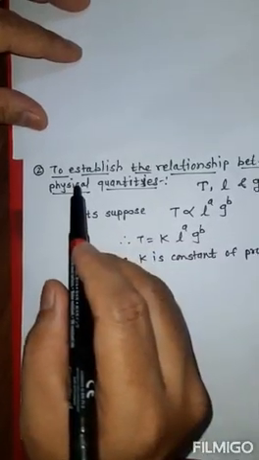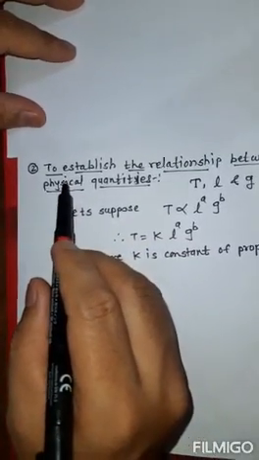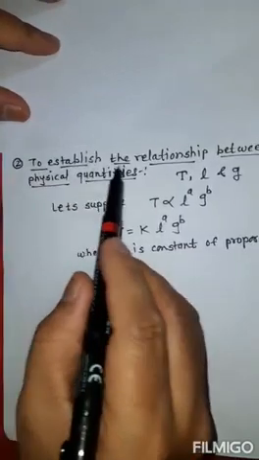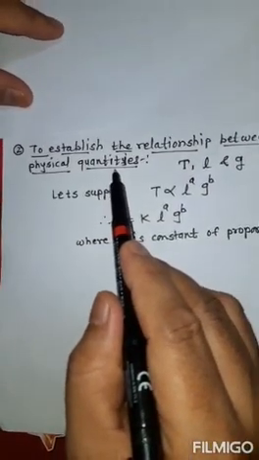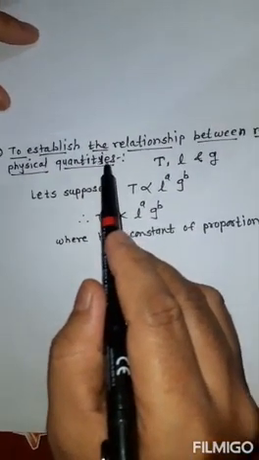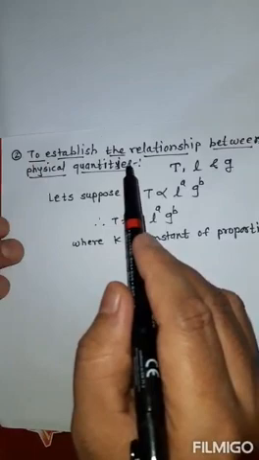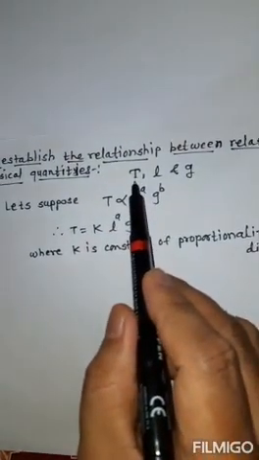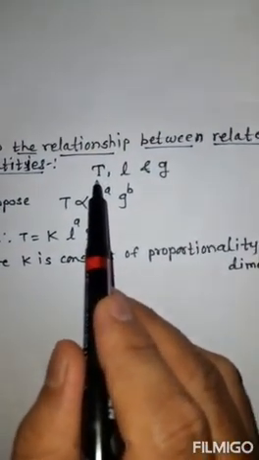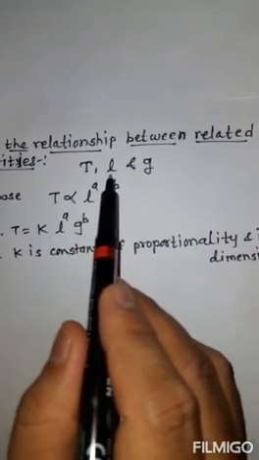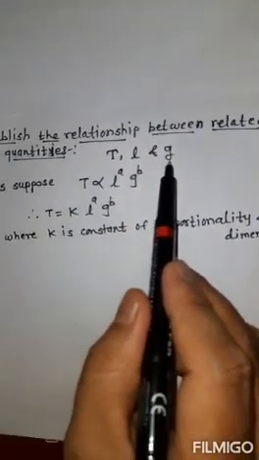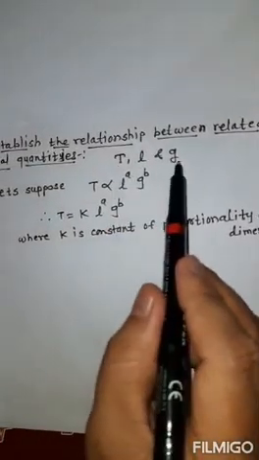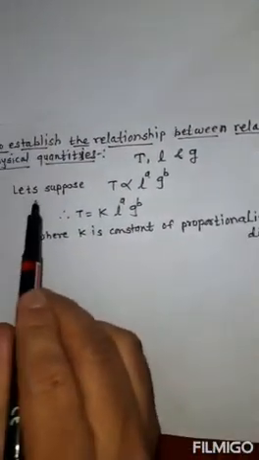We have to see the second use of dimensional analysis, that is to establish the relationship between the related physical quantities. Means if we know some quantities, we can establish the relation between them. So for that, today we take the relation between the period of a simple pendulum T, the length of the pendulum L, and the acceleration due to gravity g, and we have to derive the relation between these three quantities. So initially we can suppose that relation.